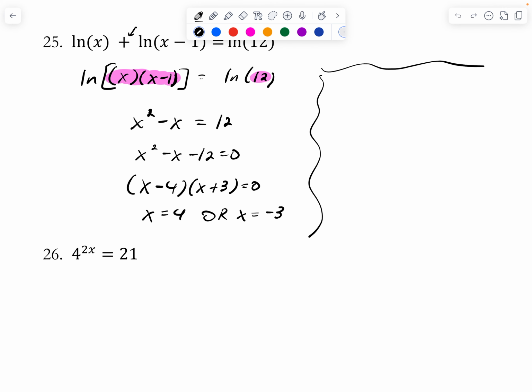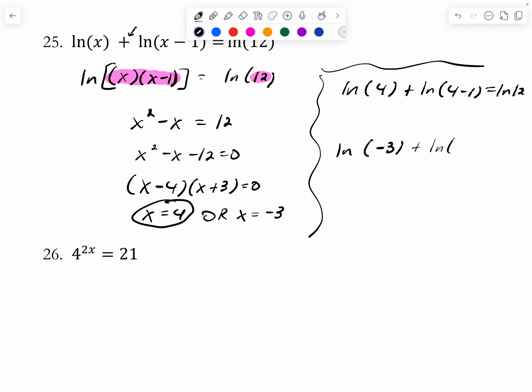The natural log of 4 plus the natural log of 4 minus 1 equals the natural log of 12. This is okay because none of my arguments would be negative, so this one will work. But when I check -3, immediately when I plug in -3 for the first argument, I get negatives in both of them. But I just need one to be negative, and that's not okay. So I cross that out.